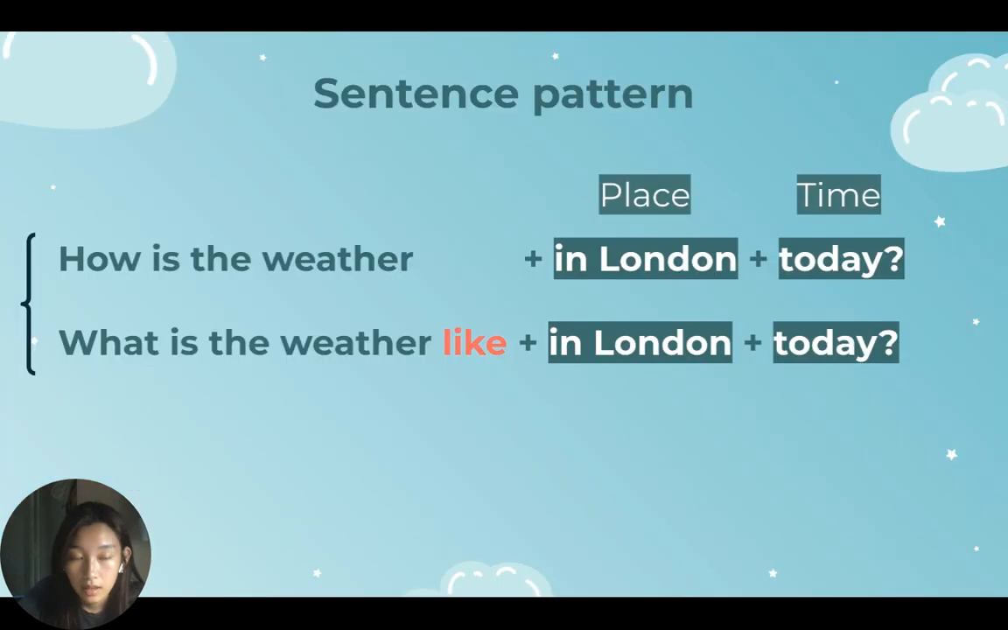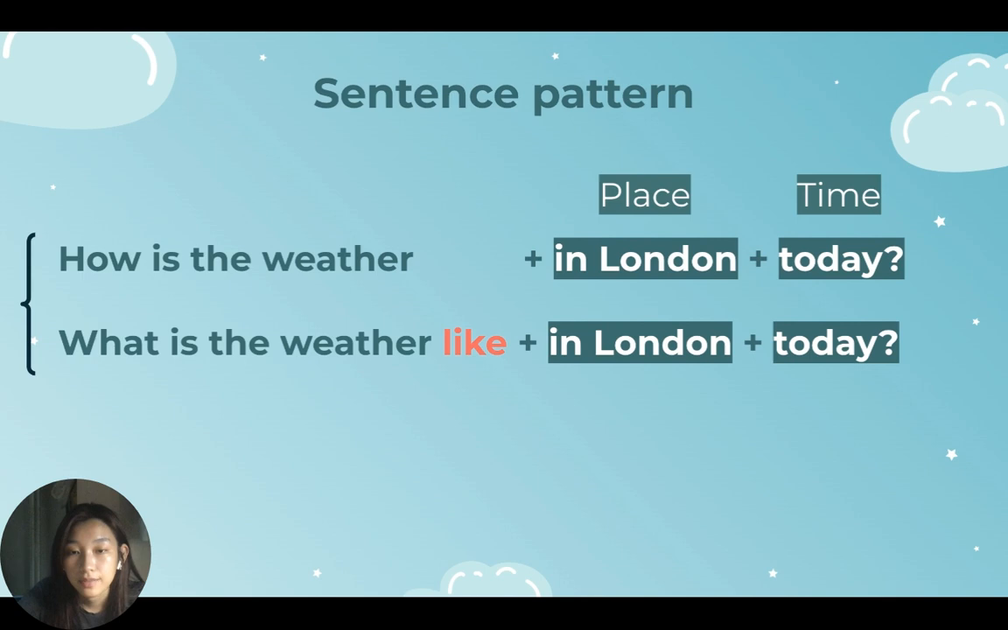And after learning these vocabularies, here we're gonna learn some sentence patterns. If you want to know what to wear today or what to bring today, you can ask somebody else, how is the weather? Or what is the weather like? And how is the weather in London today, if you want to ask about London's weather?